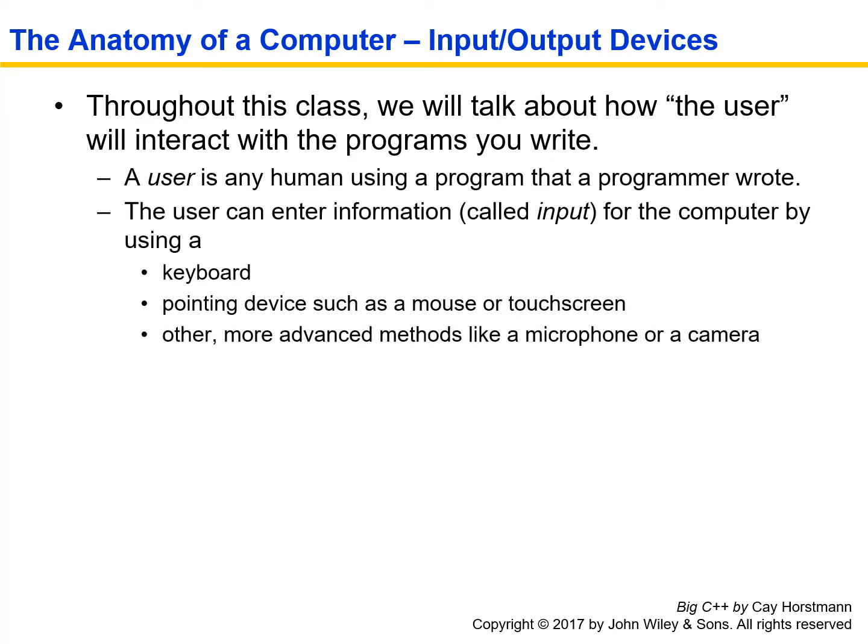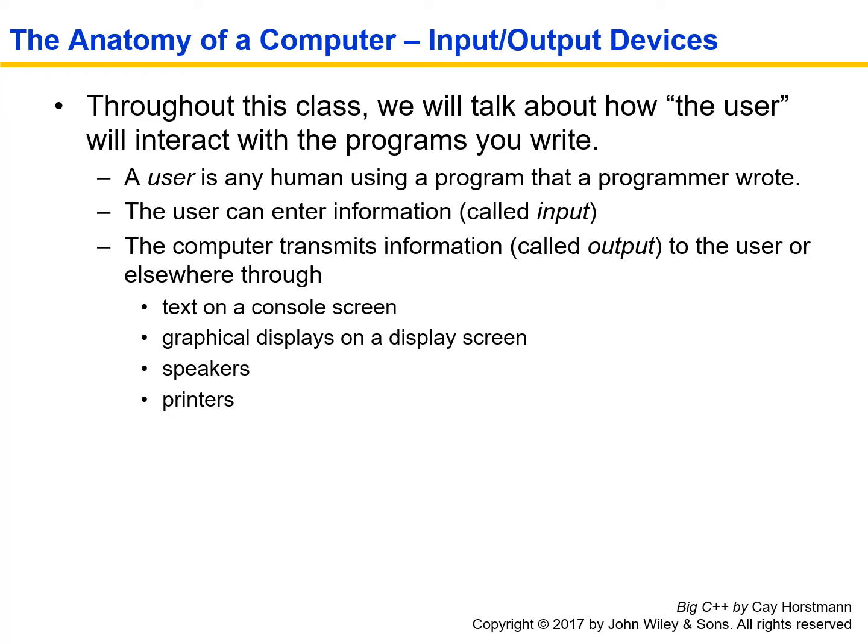The user has two capabilities with the computer. They can enter information called input for the computer, and in this class, we're always going to use the keyboard for entering information. But as you get more into programming, you'll learn to access pointing devices such as a mouse or a touch screen, and you might even learn more advanced methods like accessing the computer's microphone or camera.